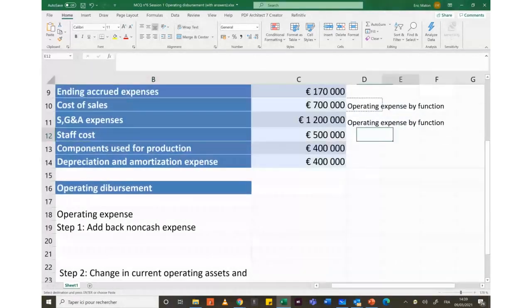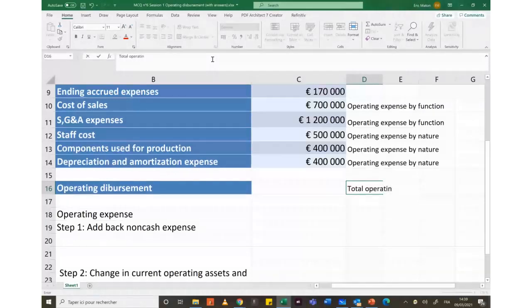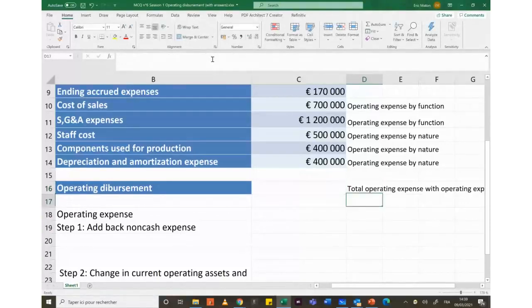Employee cost, it's operating expense by nature. Components used for production, operating expense by nature. D&A expense, operating expense by nature. The total operating expense, you can calculate in 2 ways: with operating expense by nature or by function. So you have the choice between the two. At the end, we have the same total operating expense.